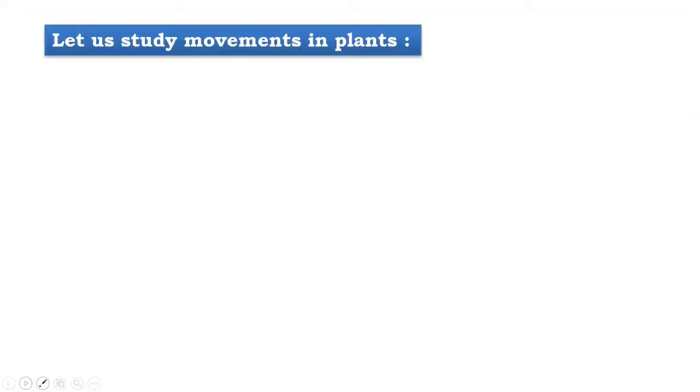Let us study movement in plants. This will be the first half of the chapter, and we'll be starting with the movement of plants. We'll try to understand how movement in plants takes place, and what the different types of movement in plants are. Okay, fine. So let us start with it.